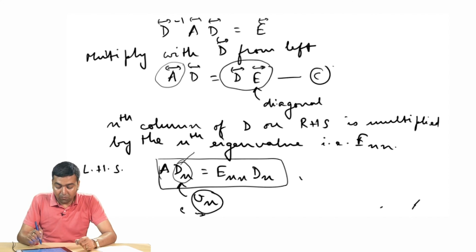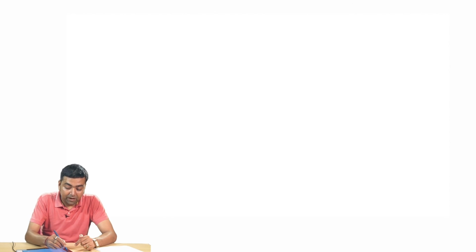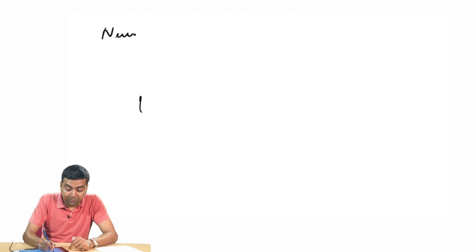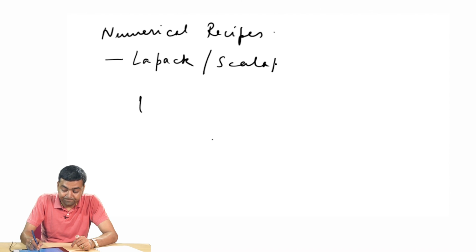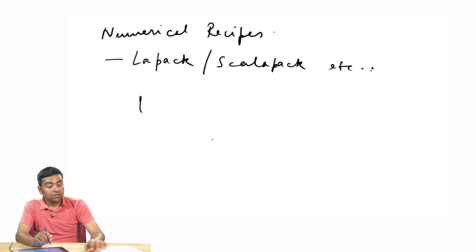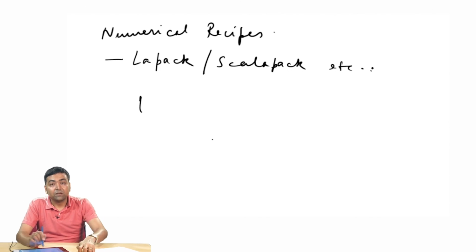Now we need to use diagonalization subroutines to diagonalize that. If you look into the Numerical Recipes book, there are a lot of subroutines, for example LAPACK and ScaLAPACK, which are efficient subroutines that can do the diagonalization problem. We will see how to use them with an example now.